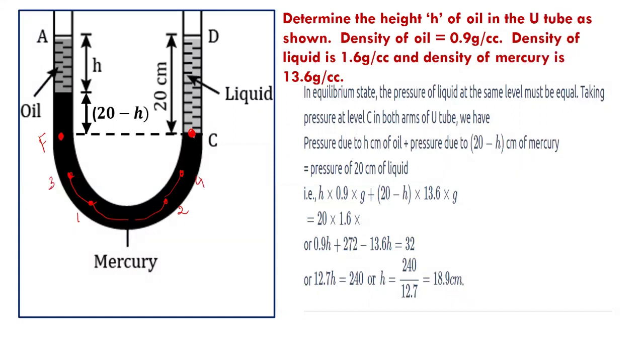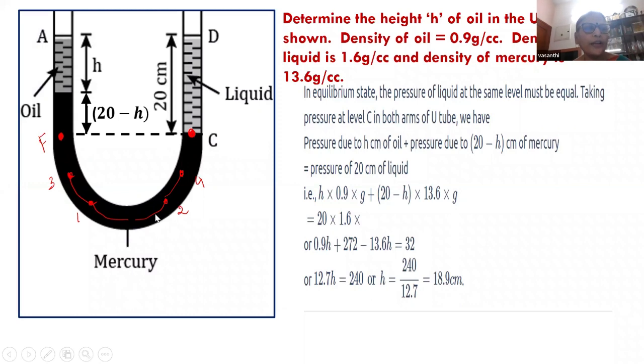Just a doubt. Yes. Ma'am, at the point F, there is a little bit of oil also, and mercury also, which is exerting pressure. Won't that affect, ma'am? It won't affect because as you move from down, move from this point, pressure at 1 and 2 will be the same. Pressure at 3 and 4 is the same. Pressure at F and C will be the same.